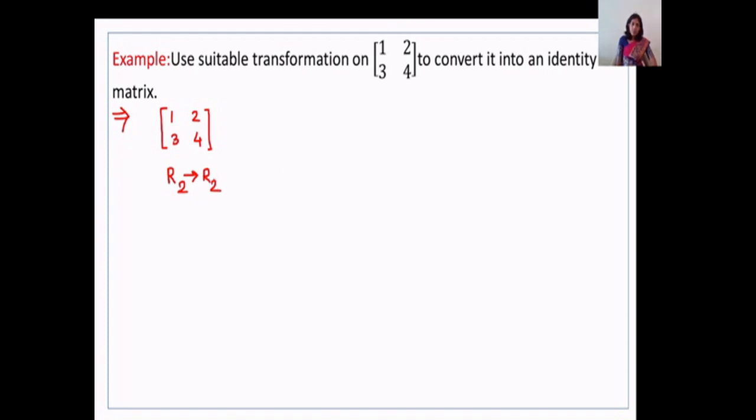R2 minus 3R1. We write here R2 gives R2 minus 3R1. Why? Because using this one we have to make this 0. So we multiply R1, we multiply 1 by 3. So the answer is 3, and 3 minus 3 will be 0.